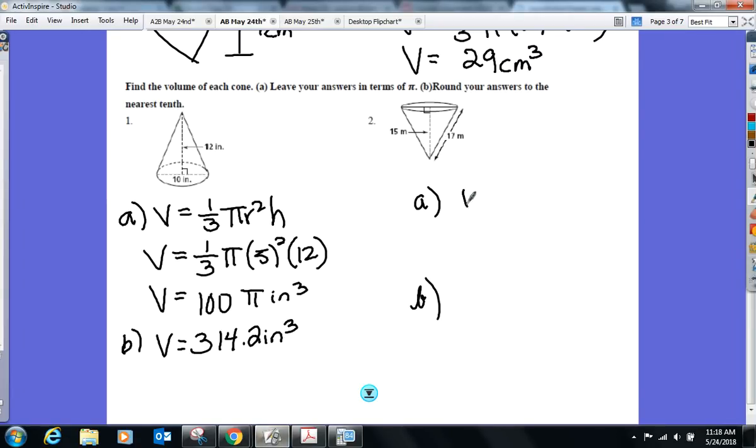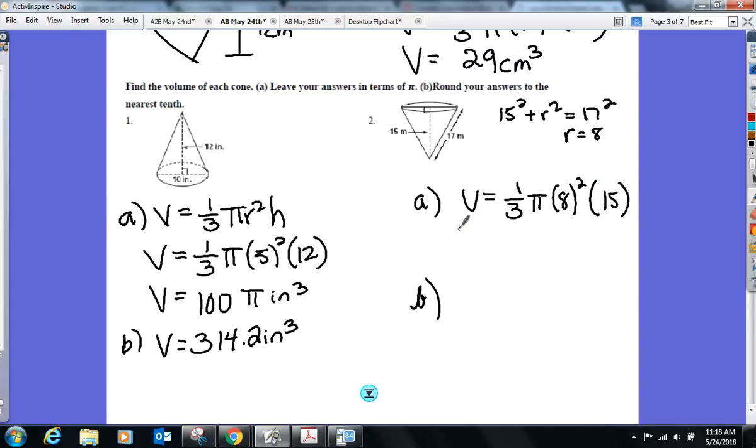Okay, part A, volume, 1/3. What do you guys have for your radius? 8. Yep, how'd you get 8? I don't see an 8 up here. Pythag, good. 15 squared plus the radius squared equals the slant height squared. Good, perfect. 8. And then the height would have been 15. Drop that pi down.